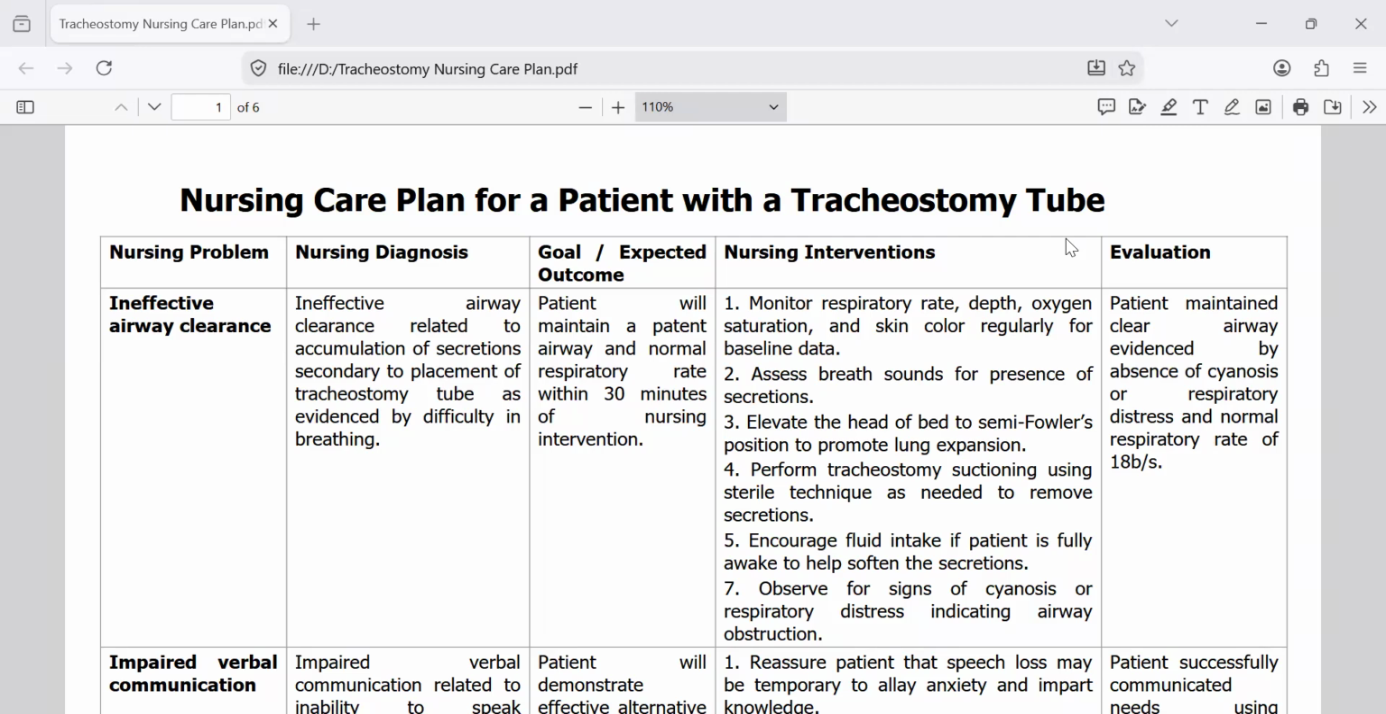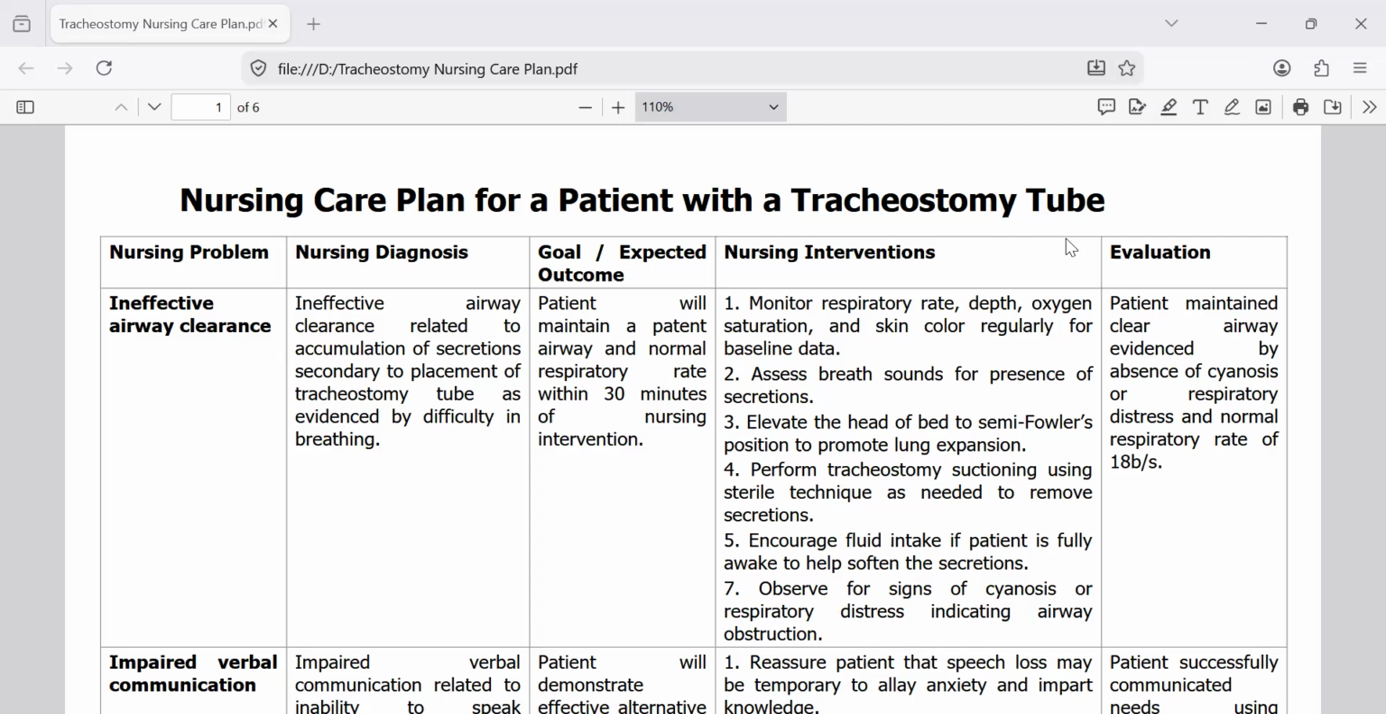Tracheostomy is a surgical procedure in which a stoma, or an opening, is made on the neck between the third and the fourth tracheal ring. In this opening, a tube is inserted to establish breathing or to facilitate ventilation.